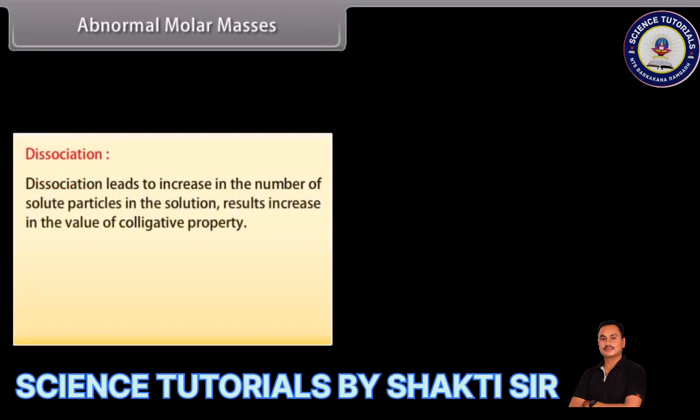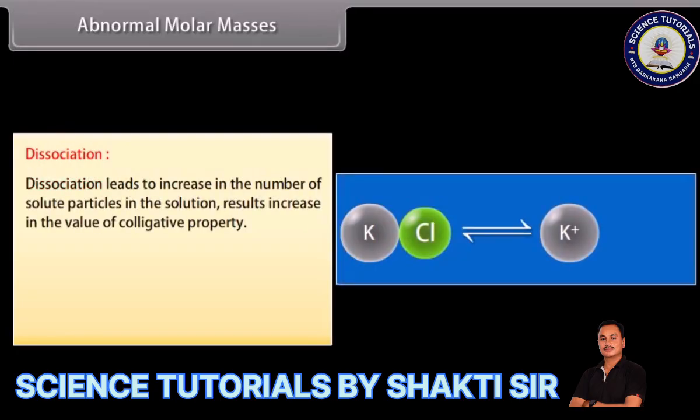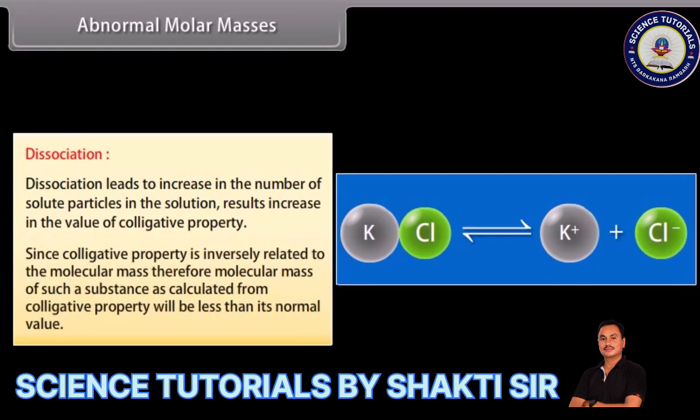Dissociation. Dissociation leads to increase in the number of solute particles in the solution, results in an increase in the value of colligative property. Since colligative property is inversely related to the molecular mass, therefore, molecular mass of such a substance as calculated from colligative property will be less than its normal value.